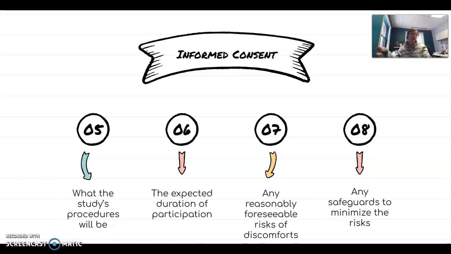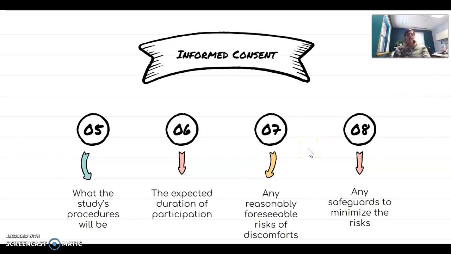Number 5, how the study is going to be implemented. What are the procedures? What can they expect? Number 6, how long will this survey be going on? Obviously, for the sake of this class, it's going to be rather short. It might just be a one-time application survey because we're not really implementing anything and we're just exploring information. But if this was something where you were going to follow adults with schizophrenia for a year, then they would have to know they'd be doing this for a year.